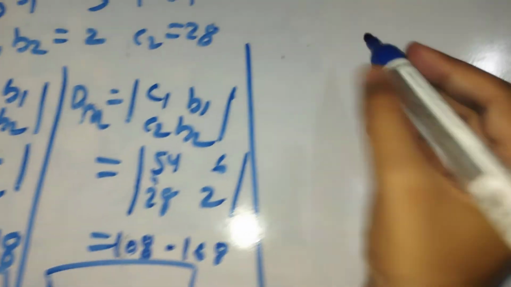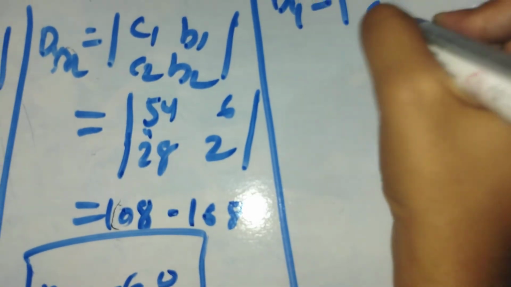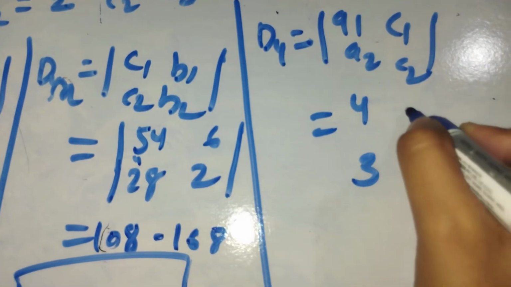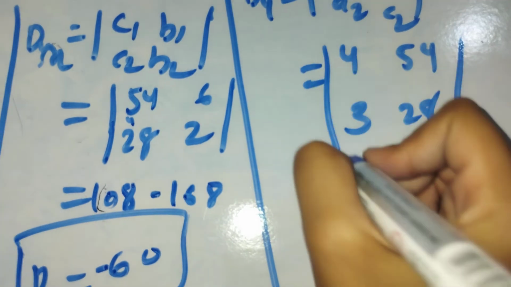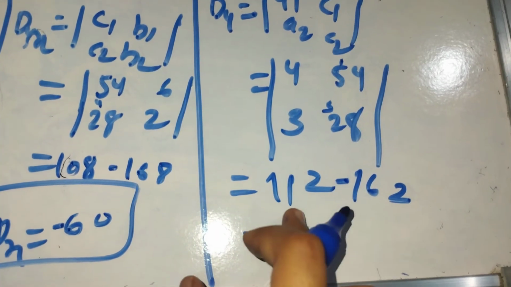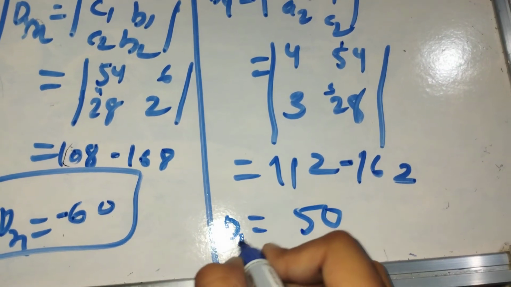Now we'll find dy. dy is a1 a2 c1 c2. Okay, a1 is 4, a2 is 3, c1 is 54, c2 is 28. Now again multiply. So after subtracting this we will get 50. Okay, so dy is 50.